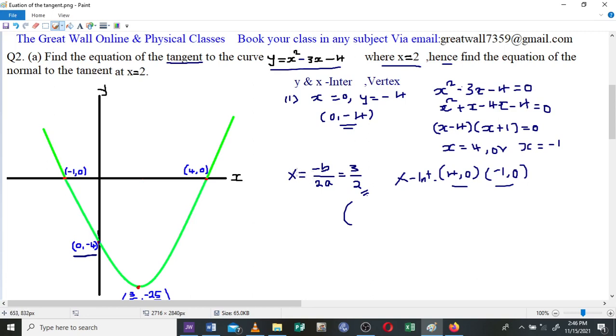Now if you want to find the y value of this vertex, this minimum, you need to substitute the x value 3 over 2 into the equation so that you can find your y value. So your vertex now is going to be with the x value of 3 over 2 and the y value of negative 25 over 4. So this is your vertex. These are the 3 things you need, and you can sketch your graph.